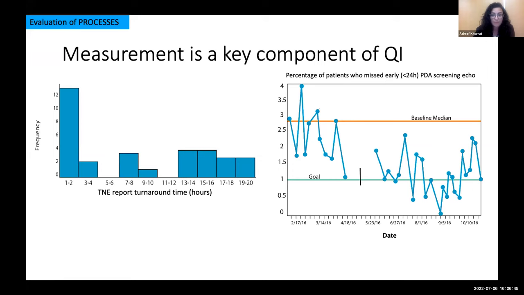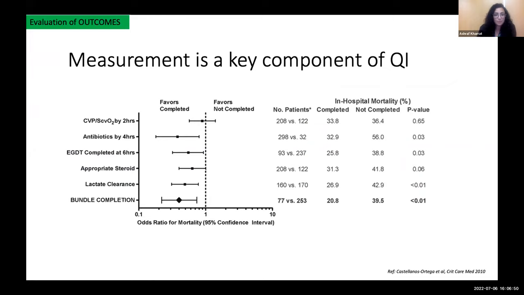After that, we can look at outcomes. So the question, for example, would be: after I've done this for a year of our standardized protocol and I've ensured that our compliance rate is sufficient, have I made an impact on IVH rates in our unit?